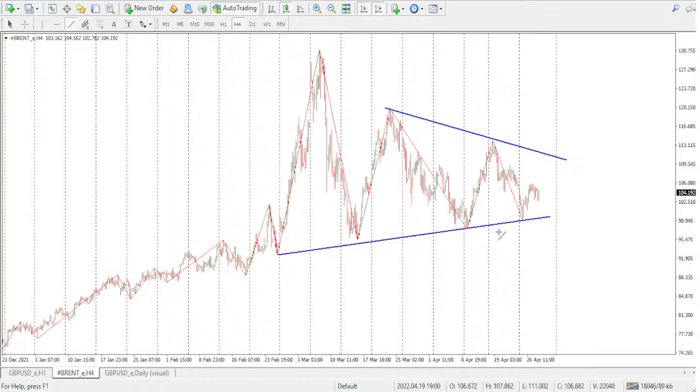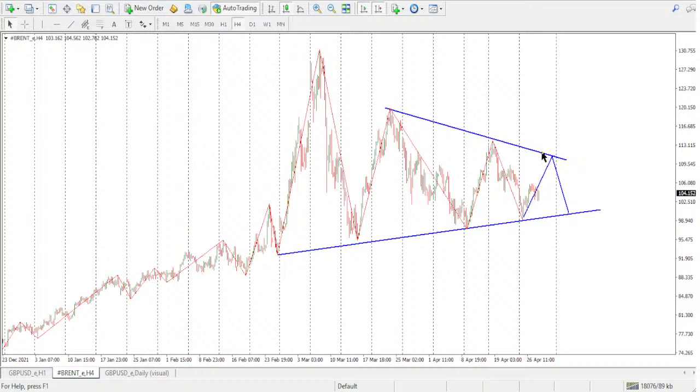So if the price can come back and touch the line at the top, this will give us a good place to look for a sell from. But if the price goes down and touches the lower line, then the lower line will also give us a good place to look for a sell from.